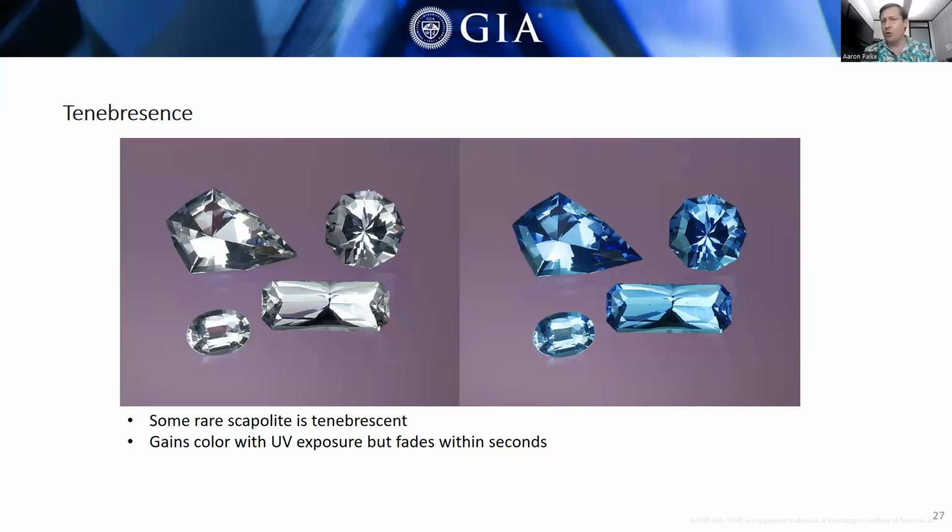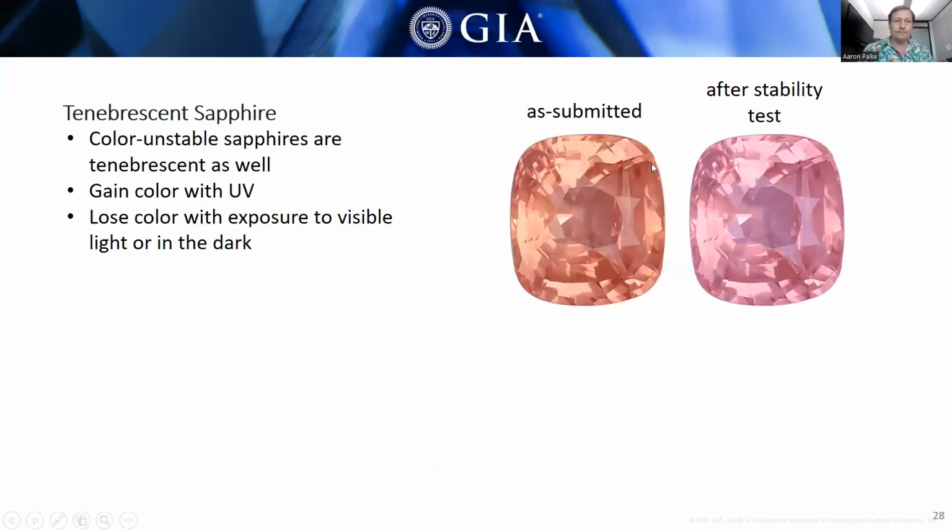One other weird example is scapolite. Some scapolite is tenebrescent, and the interesting thing about scapolite is that this tenebrescent color fades within seconds. So if you shine a UV light on one of these rare tenebrescent scapolites, the color will fade away within a few seconds, and you won't be able to see it again. It'll go right back to colorless very quickly.